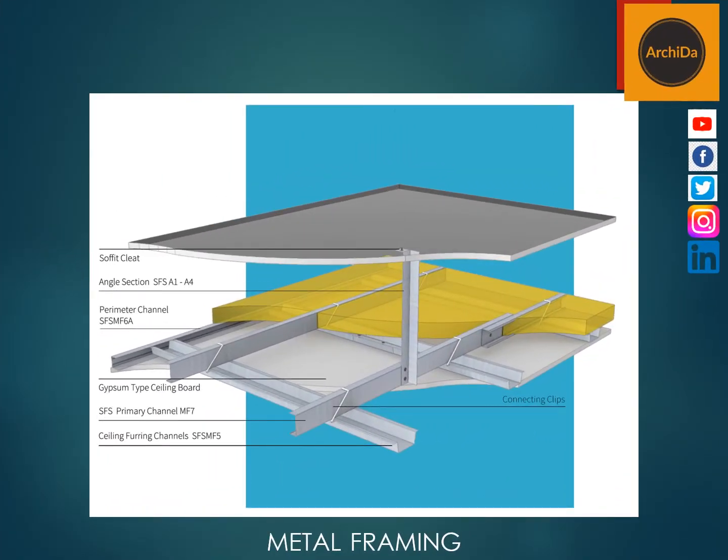Now this is a 3D representation of how to install your ceiling framing to the slab above or the joist. So down below, as you can see in the picture, is your grid pattern for the ceiling. Then you will just have to include an angle section to hold it up to the slab above or to the joist.